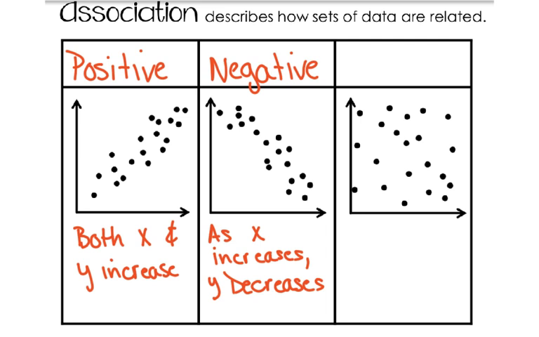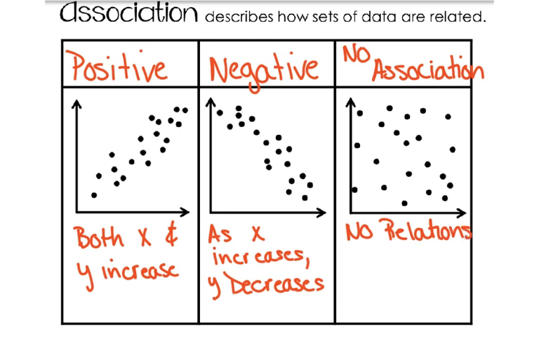And then what we have is called a no association. Okay, so that means there's no relationship between X and Y. So you can see over here the coordinates are just kind of all over the place, so that shows no relationship between them.